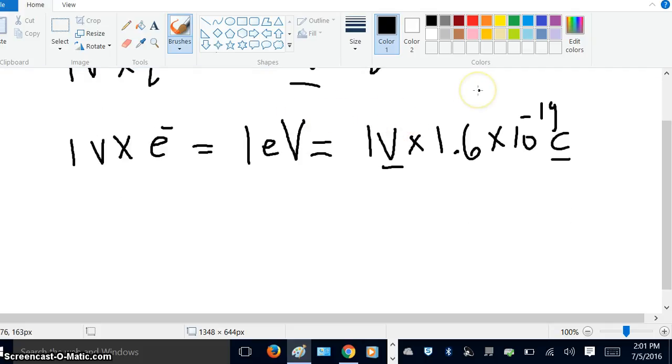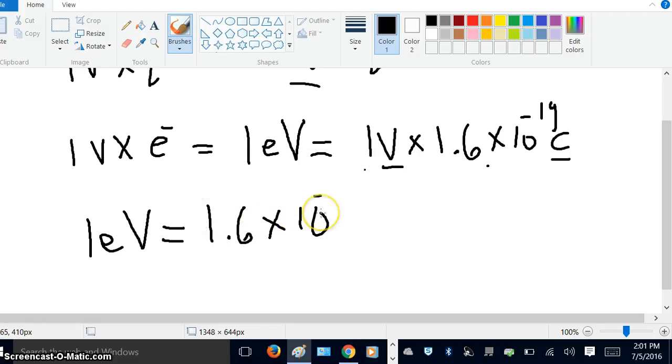Volts times coulombs, according to this equation, is in joules. So this is a conversion factor that we're going to use. It just turns out to be much more convenient to use electron volts when you're talking about atoms and molecules than to use joules. So 1 electron volt is 1 times 1.6 times 10 to the minus 19th, and it's now, instead of volts times coulombs, joules, right?